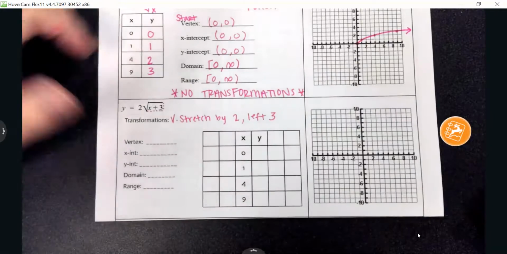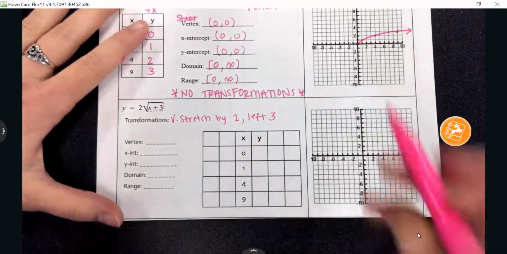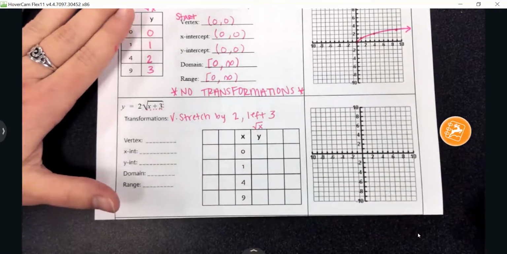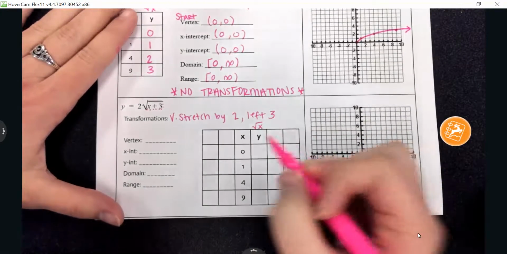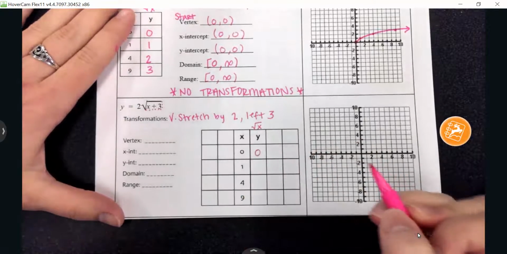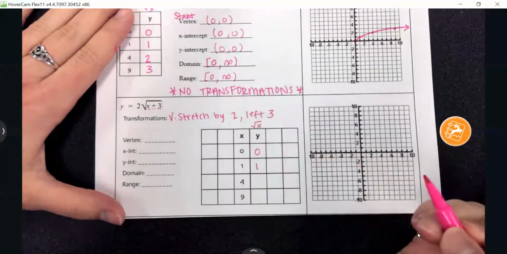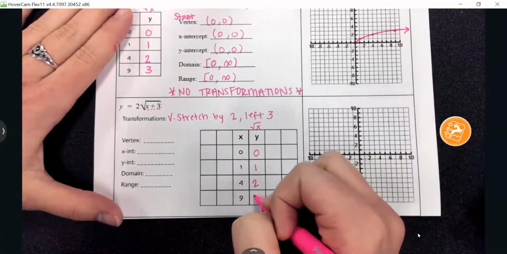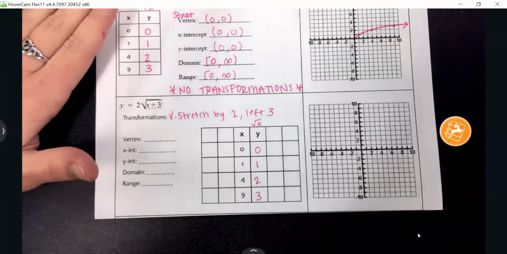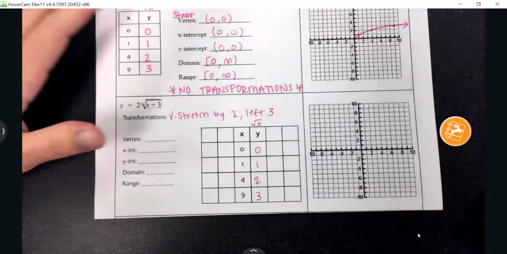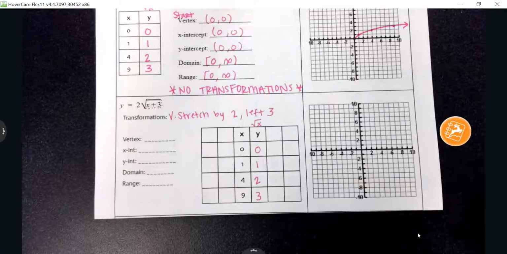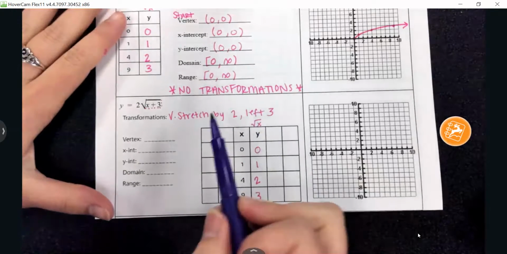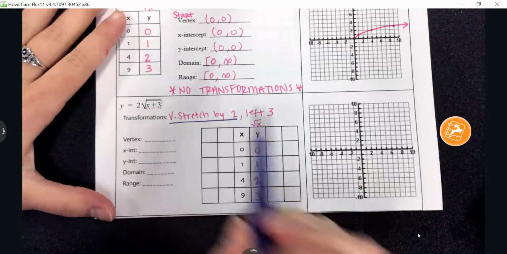Okay, so let's fill out our table. My parent points again, if I forget them, are the square root of x. So the square root of 0, the square root of 1, the square root of 4, and the square root of 9. My first transformation has to go from left to right. You got to do what transformation you see first. My first transformation is this vertical stretch by 2.